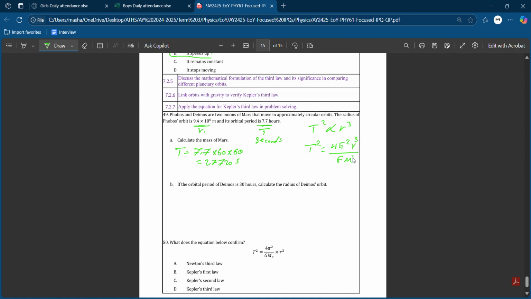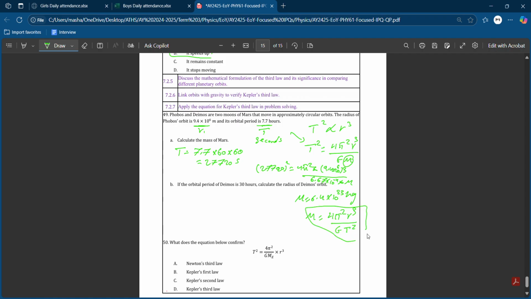So using Kepler's third law, what does he need? The mass. He needs M. So T squared, 27720 squared, equals 4 pi squared times the radius cubed, which is 9.4 times 10 to the power 6, cubed, over G, which is 6.67 times 10 to the power negative 11, times M. Again, here please do not try to do shift solve, do it mathematically. M equals 6.4 times 10 to the 23 kilograms. If you don't know how to do it, rearrange the formula first, it's easier for you. So M equals 4 pi squared r cubed over G T squared.